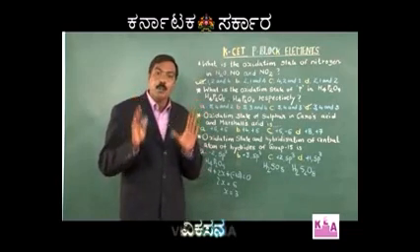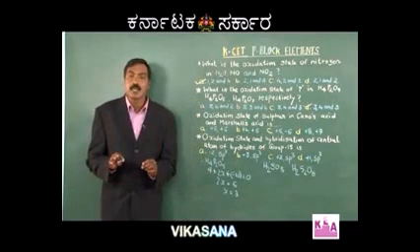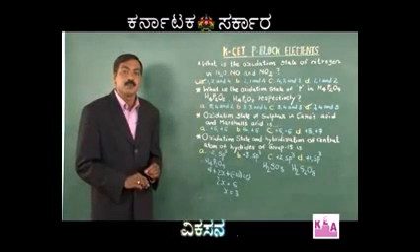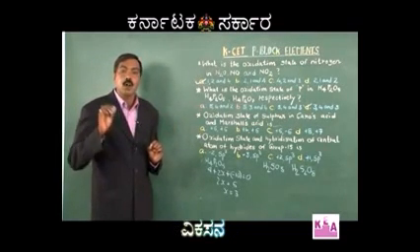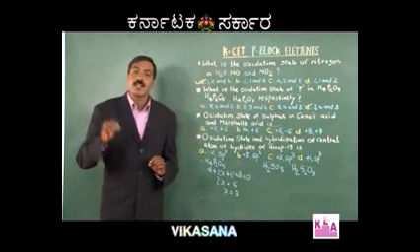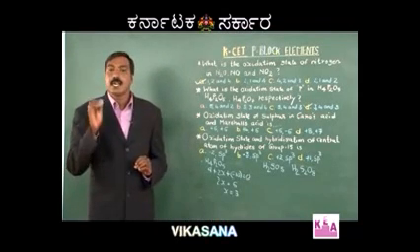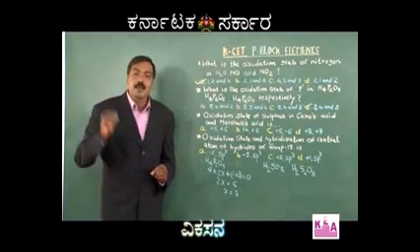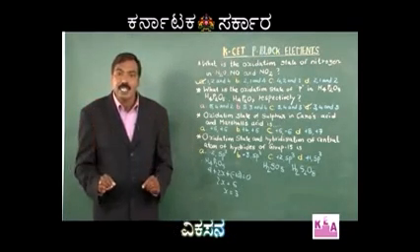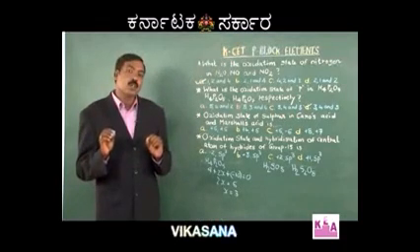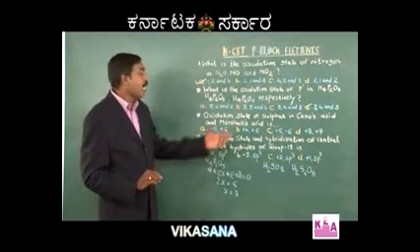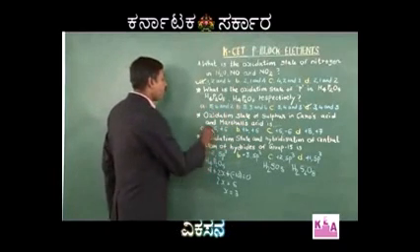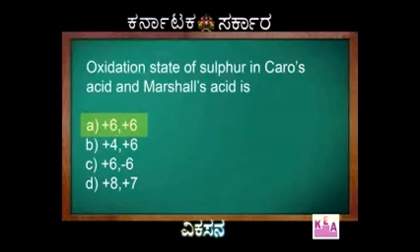But by all probability, this is wrong. What I want to say is, this is a special case. And why it is a special case is because these two have got peroxy linkage, and therefore try to get this into your head. Caro's acid, Marshall's acid, oxidation state of sulfur is +6 and +6 only. No doubt that when you calculate by the oxidation state methodology, you land up getting +8 and +7. Therefore, don't be fooled by the option, but kindly go with this, that is +6 and +6 only.